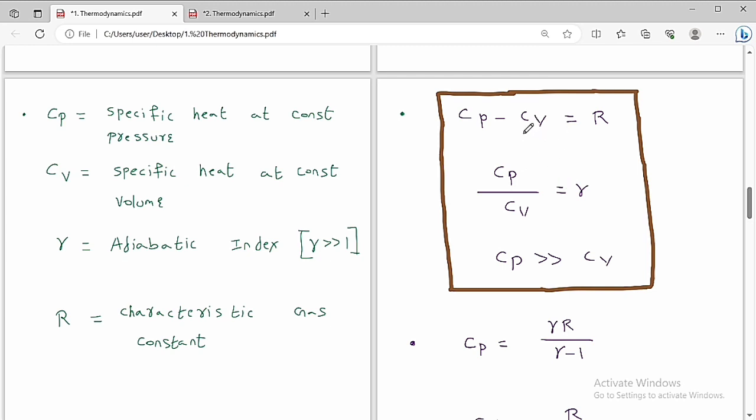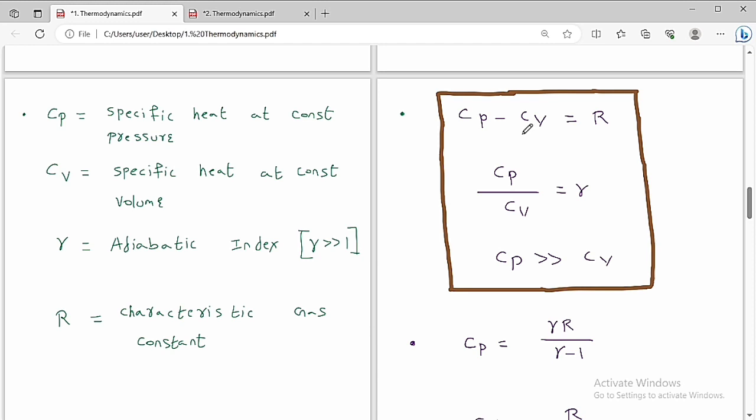CP minus CV is equal to R. And CP by CV is equal to gamma. CP is called the specific heat at constant pressure. CV is the specific heat at constant volume. And gamma is the adiabatic index, and its value is always greater than 1. And R is called the characteristic gas constant or the ideal gas constant or the simple gas constant.